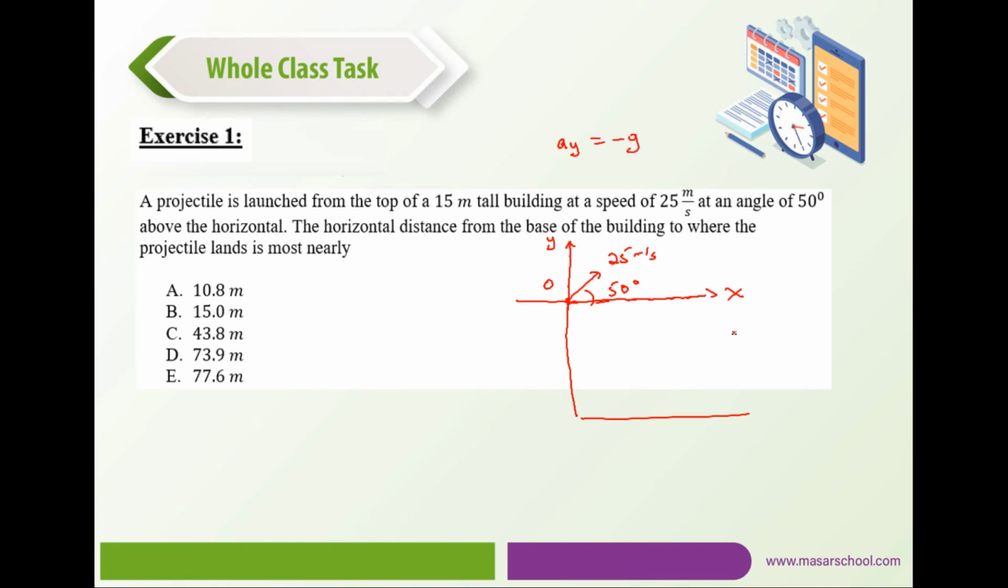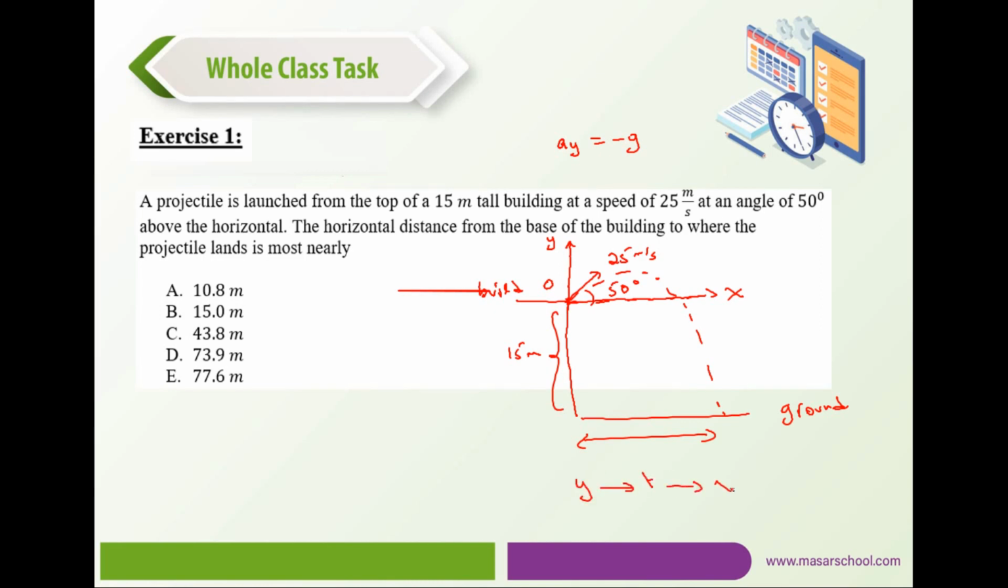Now we are interested in determining the horizontal distance. This will follow a parabolic trajectory and it's going to hit the ground. This is the ground and this is the building, which is 15 meters tall. It will hit the ground somewhere here. We're interested in determining this position. So how are we going to proceed? Remember that because we have the position, so we have y, we can determine t. By determining t, we can determine x.